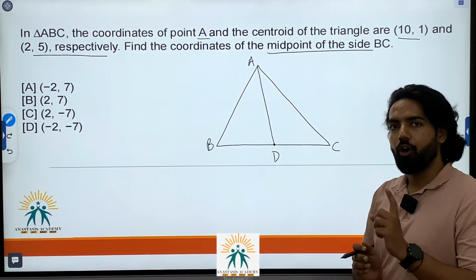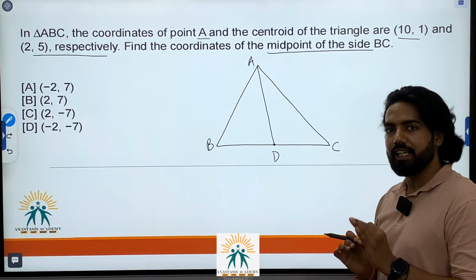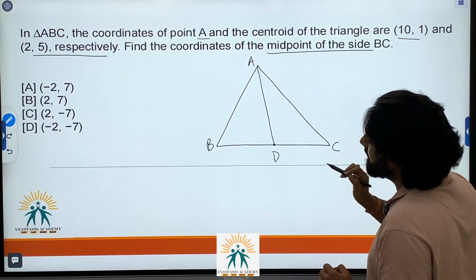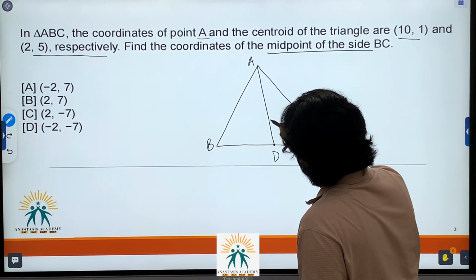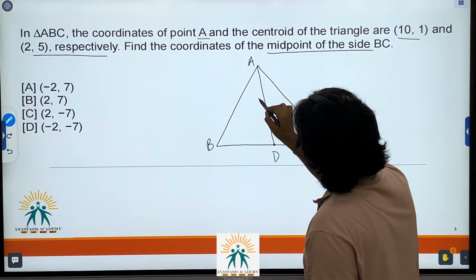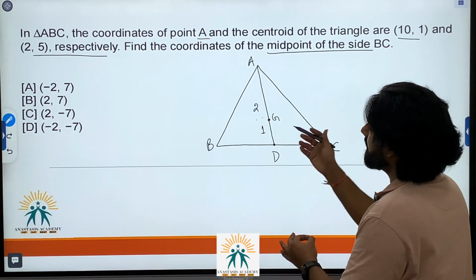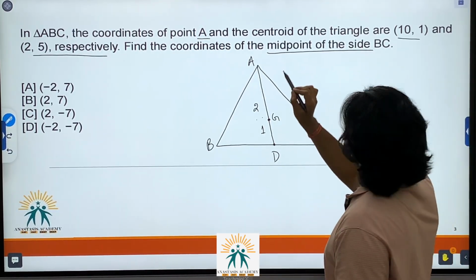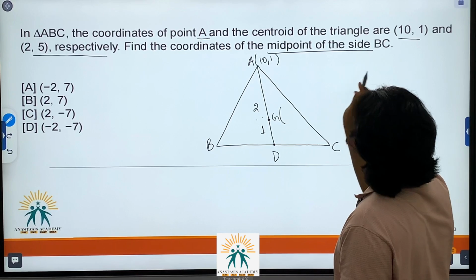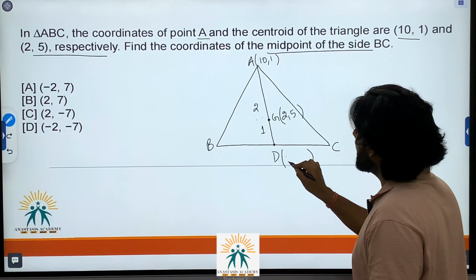of all the medians. Also, I know one important property of the centroid, that it divides each median in the ratio 2:1, right? So AD is the median. So the centroid would be a point that will divide this median in the ratio 2:1, right? So it becomes a very easy question now. Coordinates of point A are given, it is (10, 1). Coordinates of the centroid are given, the centroid is (2, 5), and we need to find the coordinate of this point, right?